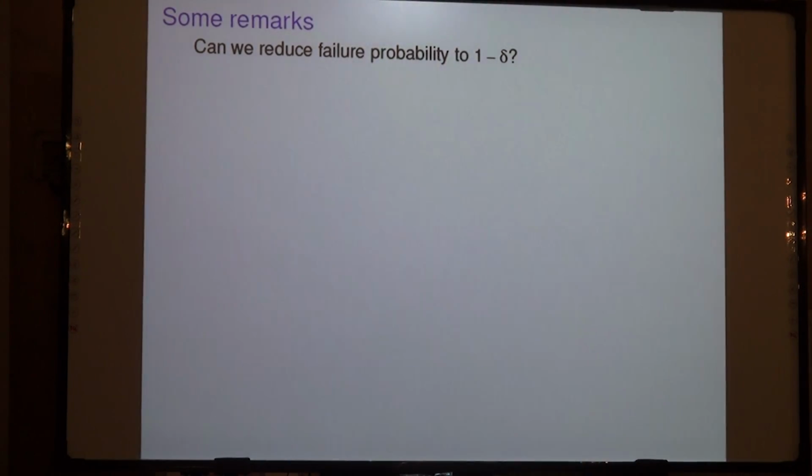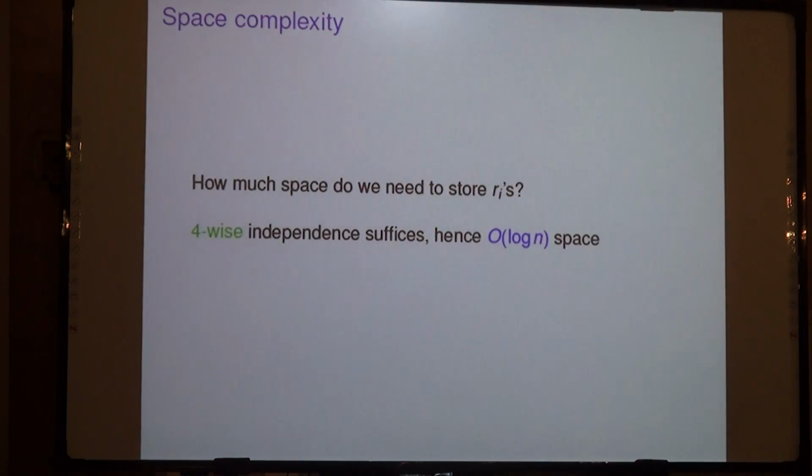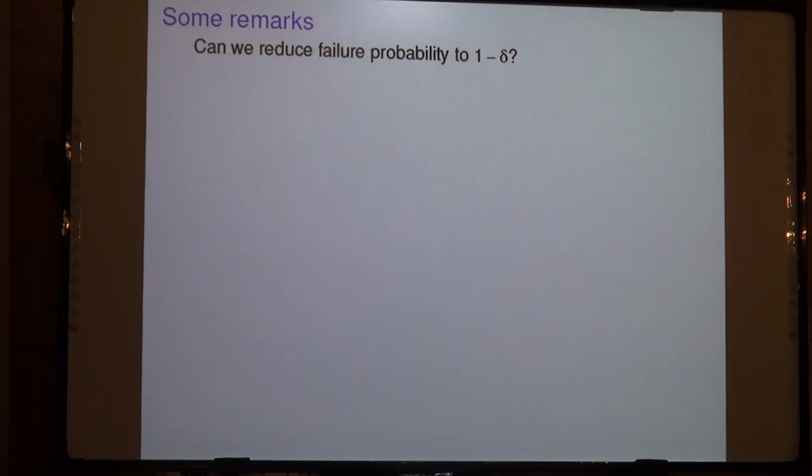Good. So at this point, we also need to account for the fact that we actually generate not just one string of random signs, but many of them. What we have is order 1 over epsilon squared such RIs. So the total space complexity will be 1 over epsilon squared times log n. All right. So this gives an algorithm with failure probability 1 over 100.